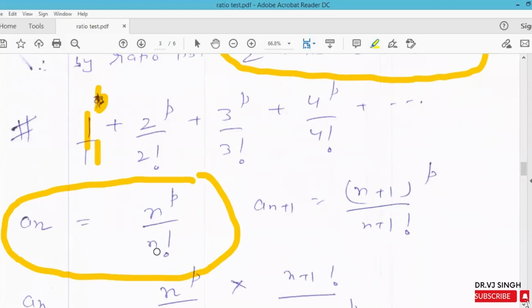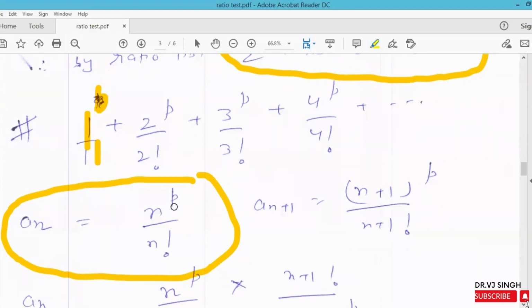Now again a factorial term is present here, so we avoid comparison test. Now apply the next test, that is ratio test. For ratio test, we have to find an plus 1. So what is an plus 1? Just replace n by n plus 1 in the nth term.